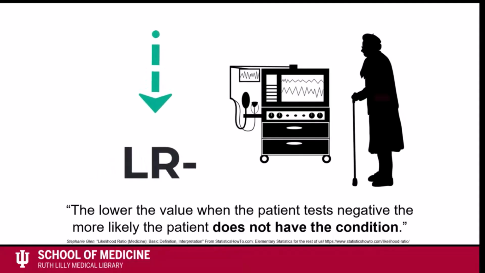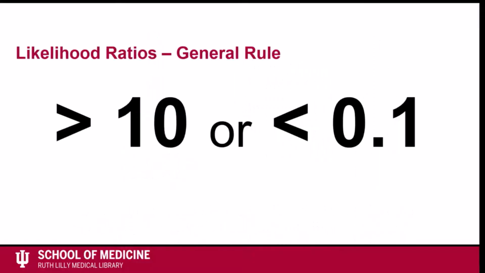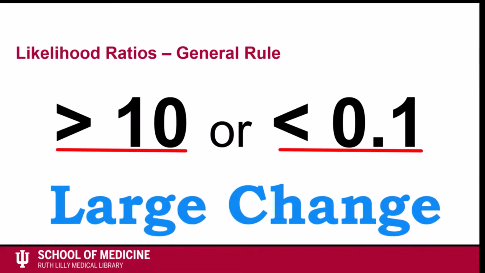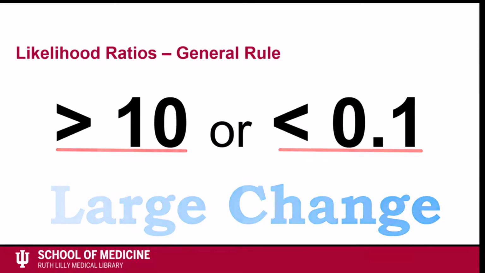Likewise, the lower the value of the likelihood ratio when the patient tests negative, the more likely the patient does not have the condition. As a general rule, likelihood ratios greater than 10 or less than 0.1 mean there will be a large change in probability of someone having a disease if a patient tests positive or negative.